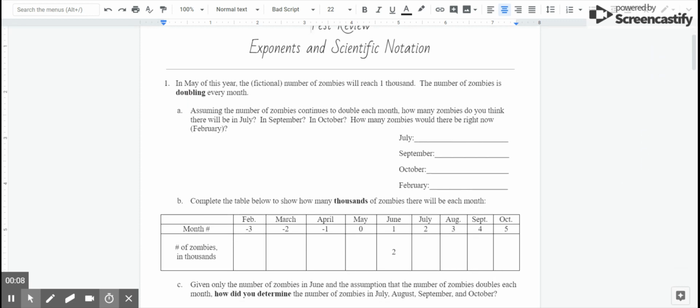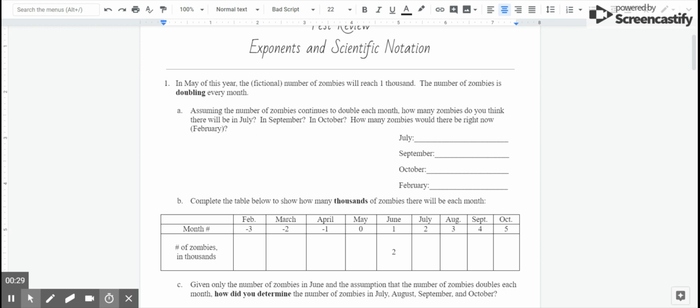Problem number 1. In May of this year, the fictional number of zombies will reach 1,000. The number of zombies is doubling every month. Assuming the number of zombies continues to double each month, how many zombies do you think there will be in July, in September, in October? How many zombies would there be right now, which is February?